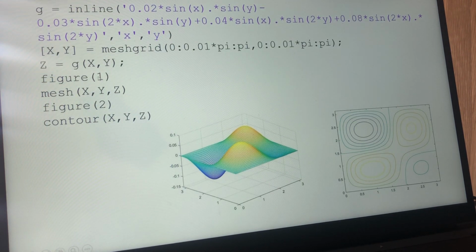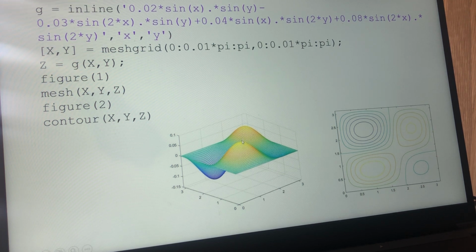You know it already, but before that I also plotted this one for you with the mesh command and contour command. So I define my function with an inline. I define my meshgrid from 0 to pi, both of them 0 to pi. And z is g(x,y), we plugged this x, y inside our function. And it's the first function, I plot the mesh x, y, z.